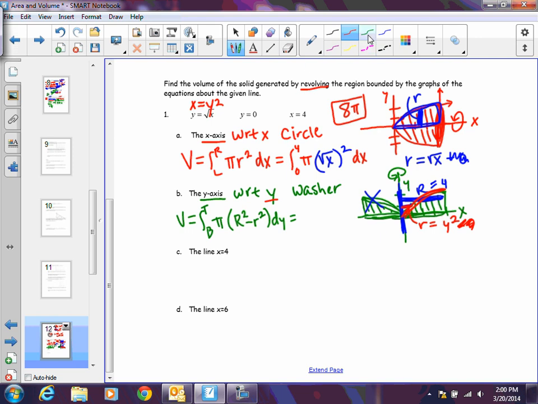Okay, so now what I need to do is go ahead and put it all into the formula. So I need to do bottom to top, 0 to 2, pi, okay, big R squared, which is 4 squared, and I need to erase just a little bit of this. You don't need it anymore anyway. 4 squared minus little r squared. Now r itself is y squared, so I need to square that. dy.